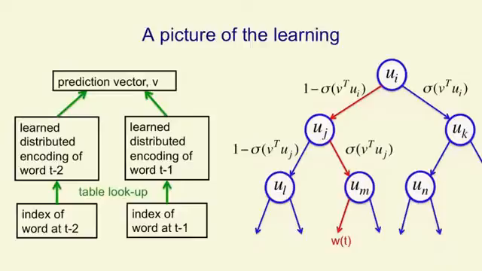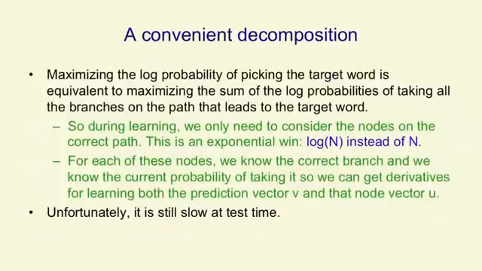What we know is that we'd like the probability of predicting that word to be as high as possible, and so we'd like the probability of taking that path to be as high as possible. So we'd like the product of the probabilities on the individual elements of that path to be as high as possible, and that means we'd like the sum of their log probabilities to be high. So we benefit from a nice decomposition here, that when we try and maximize the probability of picking the correct target word, we're really trying to maximize the sum of the log probabilities of taking all the branches on the path that leads to that target word. So during learning, we only need to consider the nodes on that correct path, and that's a huge win. That's exponentially fewer nodes than considering all of the nodes. So it's log to the base 2 of n instead of n.